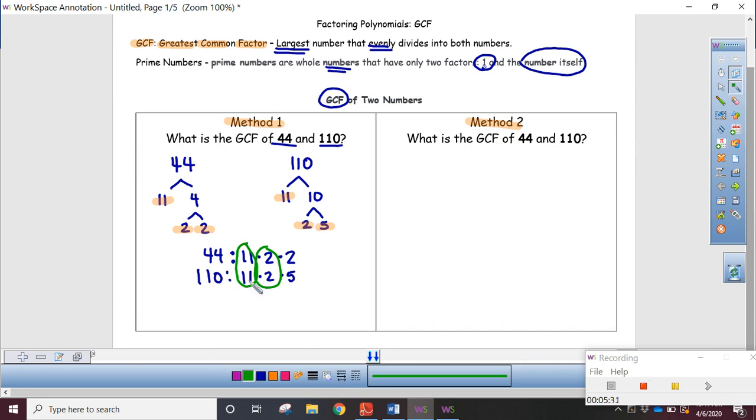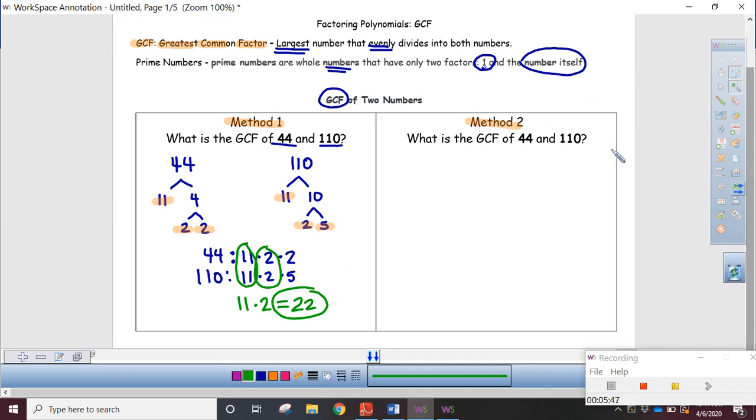And so what I'm going to do here is take the 11 and the 2. 11 times 2 is 22. So 22 is the greatest common factor of 44 and 110. And so here is my final answer, 22. Okay, so that's method 1. That one is very similar to what you see on your Edgenuity program.